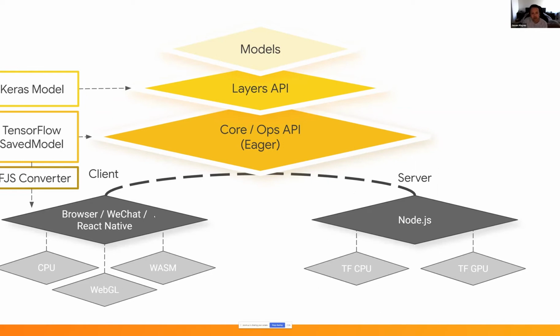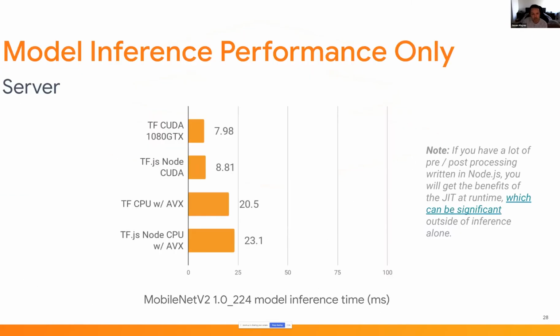Cool. So a note on performance. We spoke about that very briefly earlier, and let's take a look at performance in JavaScript versus Python. As you can see, when you're running on CUDA on a 1080 GTX, and here we're running the MobileNet model, you can see in Python we get 7.98 milliseconds, and in TensorFlow.js, using Node.js, we get 8.81. So that's just 0.2 of a millisecond difference, which is pretty much negligible. Similar story on the CPU. On Python, we get 20.5 milliseconds, and in Node.js, 23. So really not much difference at all.